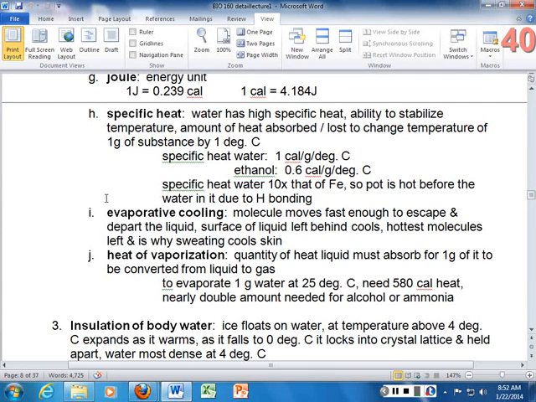Ethanol, if you wanted to boil ethanol, it's going to heat up a lot faster. It's only 0.6 calories per gram per degree Celsius. So what that is saying is that it's going to take 1 calorie to move water a certain distance. It's only going to take 0.6 to move ethanol the same distance. And then your specific heat of water is 10 times that of iron. So if you had 1 calorie per gram for water, that would mean iron would be at 0.1.